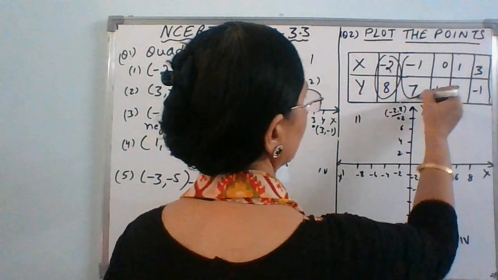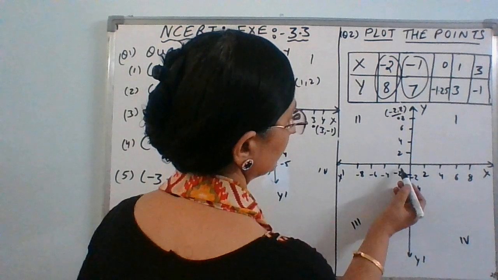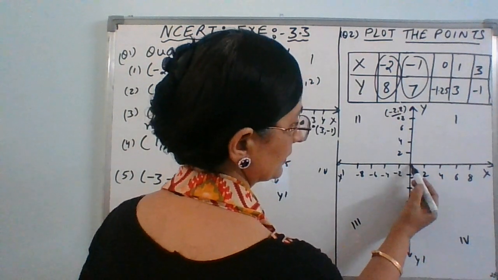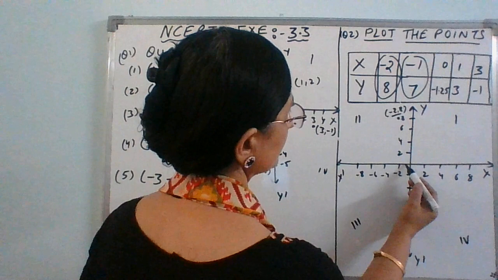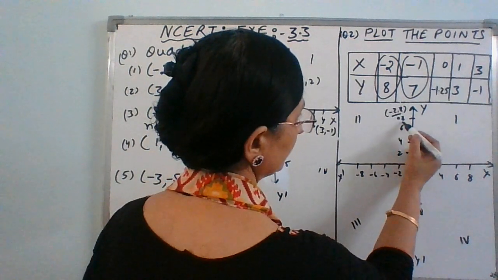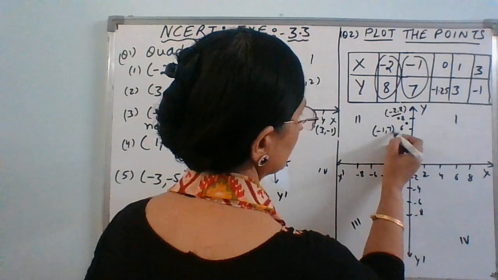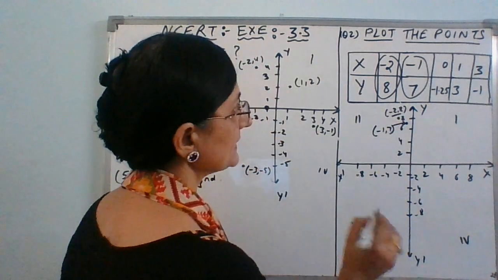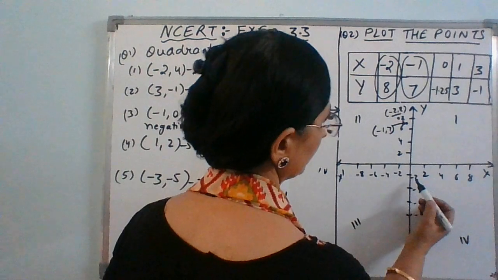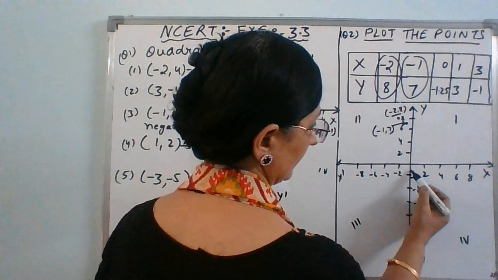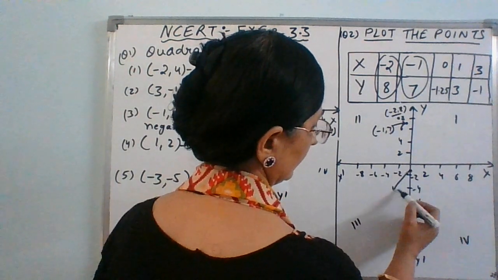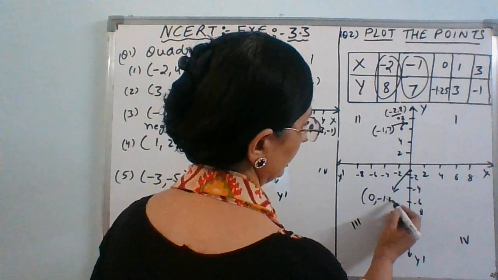Okay, now the second point is (-1, 7). From here it's -1. -1 will be here because there is a difference of 2, 1 here. -1 and 7. That 7 will be in between here. So (-1, 7) will be this point here. Now x is 0 and y is -1.25. So here is 1.25, it will be here. So it is (0, -1.25).